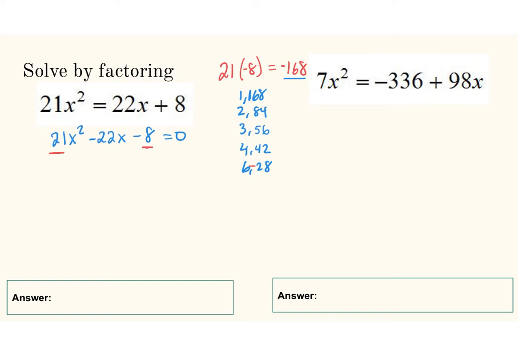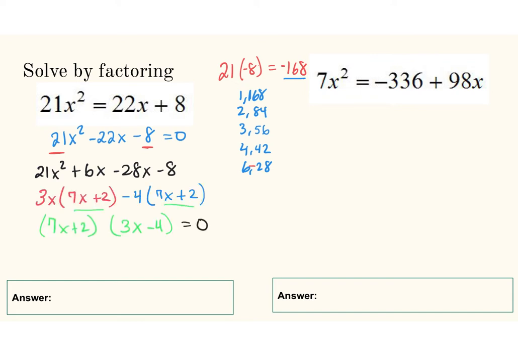I listed the factors of negative 168, and my two magic numbers will be 6 and negative 28. So I'll rewrite my middle term with those numbers. And now I can factor by grouping. Once I've factored my expression, now I can set each factor equal to 0 and solve these two small equations. Sometimes you can end up with a fraction or a whole number. Well, no complex numbers when you're factoring.